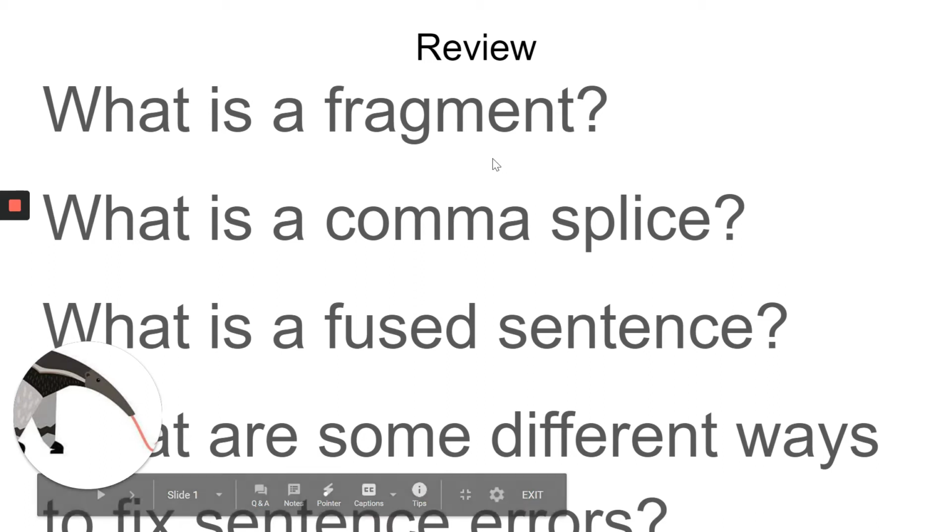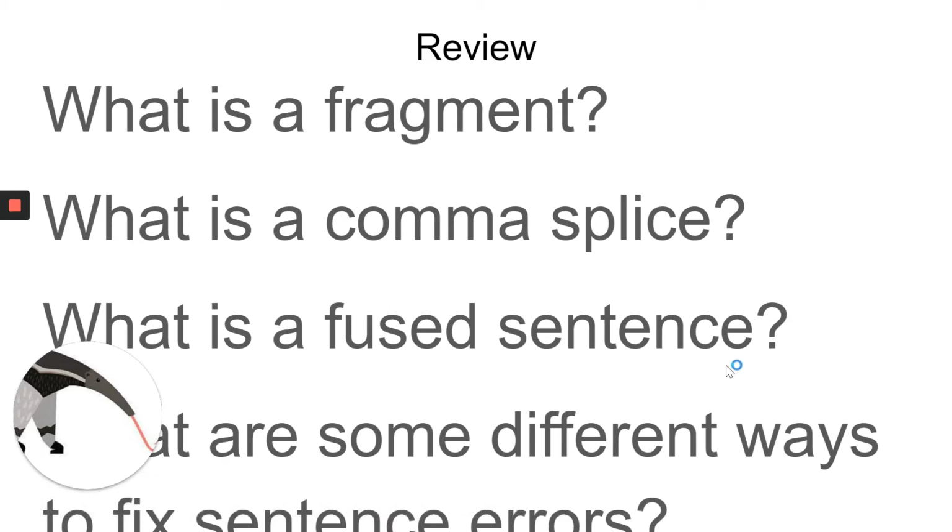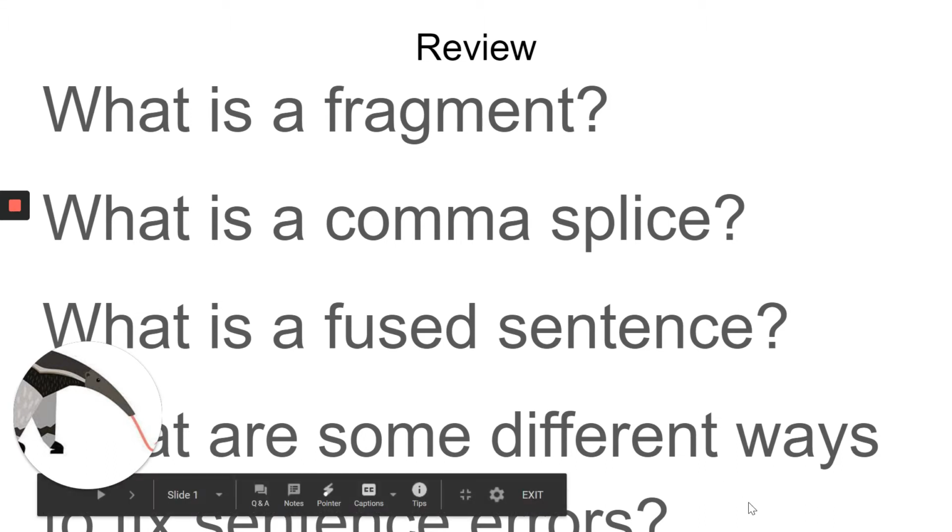This is fragments, comma splice, fused sentence, and sentence errors. Anteater.